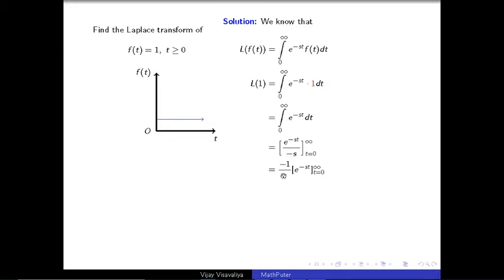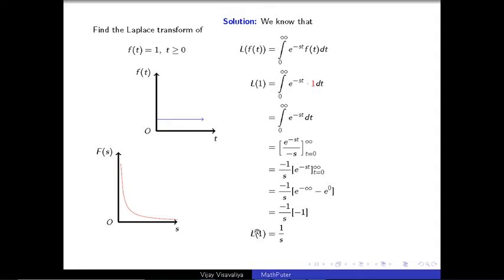So let us take minus 1 upon s common. Then we have e raised to minus st from 0 to infinity. We substitute t equal to infinity. So s into infinity is infinity, and this is e raised to minus infinity. When t is equal to 0, this is e raised to 0. So what we have: minus 1 upon s, e raised to minus infinity, which is 0, as we know, minus e raised to 0, which is 1. So this is 0 minus 1, which is minus 1, and therefore the quantity will be minus minus, plus 1 upon s. So the Laplace transform of 1 is 1 upon s. This is one of the important formulas for Laplace transformation, which we memorize for this semester.